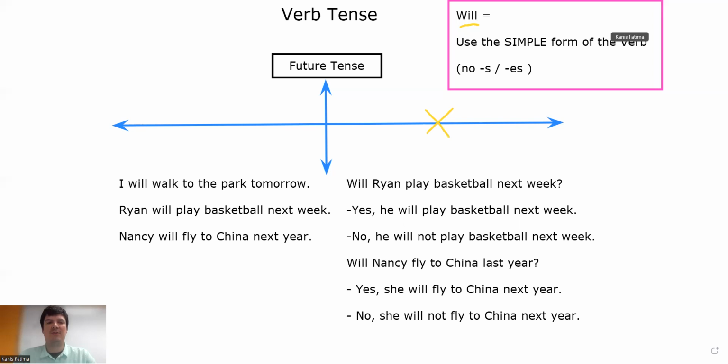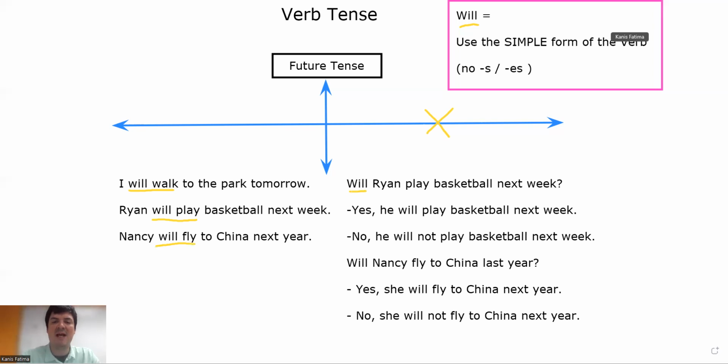Looking at some examples, I will walk to the park tomorrow. Ryan will play basketball next week. We do not add the S or ES, even though Ryan is third person. Nancy will fly to China next year. Again, we do not add the S or ES. Same thing if we ask the question.